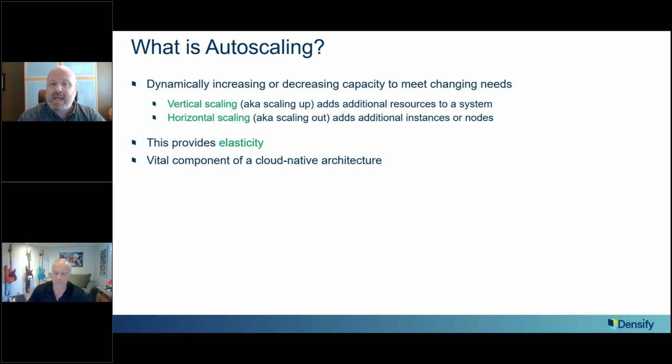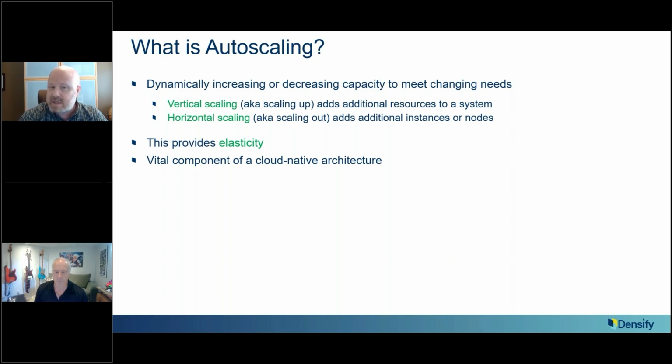So it's all about dynamically increasing or decreasing capacity based on changes in demand. There's two types of different scaling that are available. You may have heard of these two. The first one is vertical scaling. It's also called scaling up. This is all about adding additional resources to an existing system, whether it's adding RAM or adding additional CPU. This is that traditional IaaS model that you're used to, where you just add more resources to a system, and this provides additional capacity.